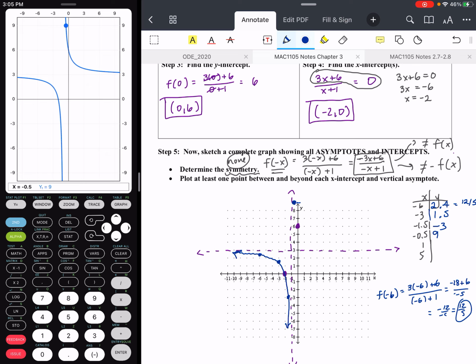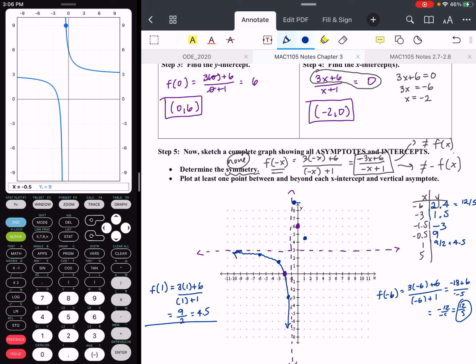And then if I enter 1, oops, sorry, my calculator's freezing. All right, well, so let's do this by hand. So if I enter f of 1, this would be 3 times 1 plus 6 over 1 plus 1, which gives me 3 plus 6, which is 9, over 2, equal to 4.5. So 9 halves, which should be 4.5. So 1 and then 4.5 is right there.